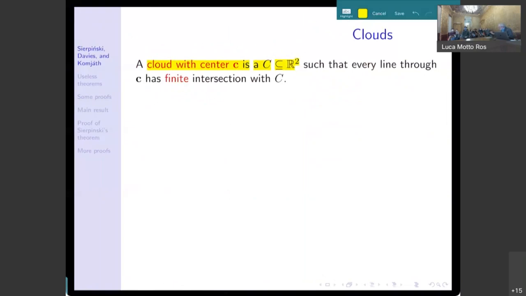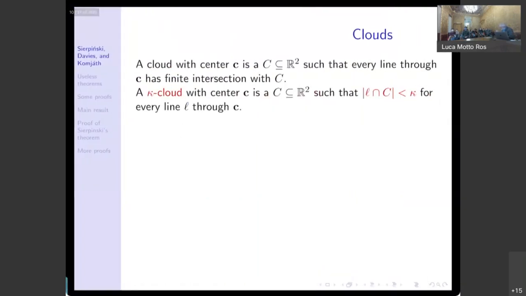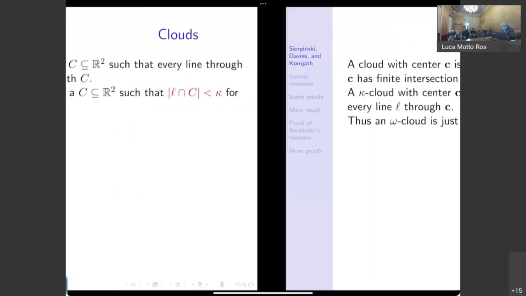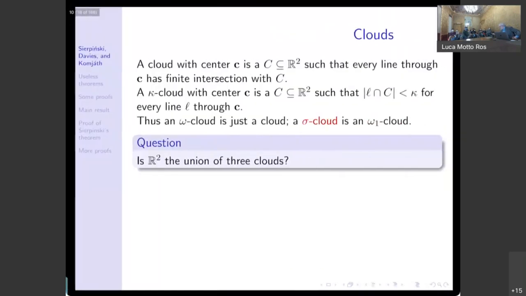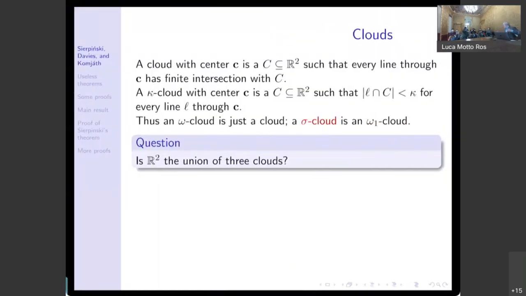Now, you can also soup up the definition by talking about a cardinal kappa: a cloud with center C is a subset such that the intersection of every line L through C with it has size less than kappa. So a cloud is just an aleph-zero cloud, or omega cloud. A sigma cloud is just an omega-one cloud. Let's call it sigma cloud, it's a little bit simpler. So is R2 the union of three clouds?